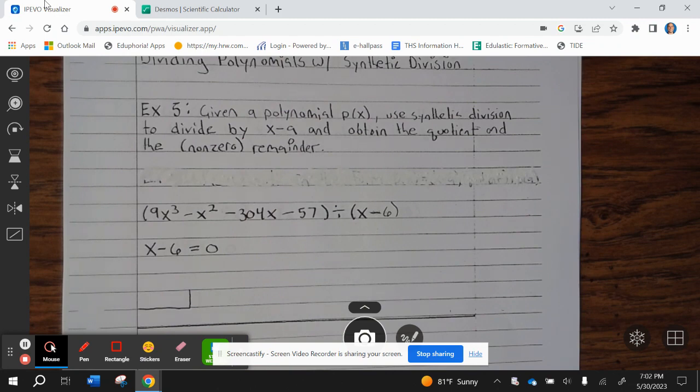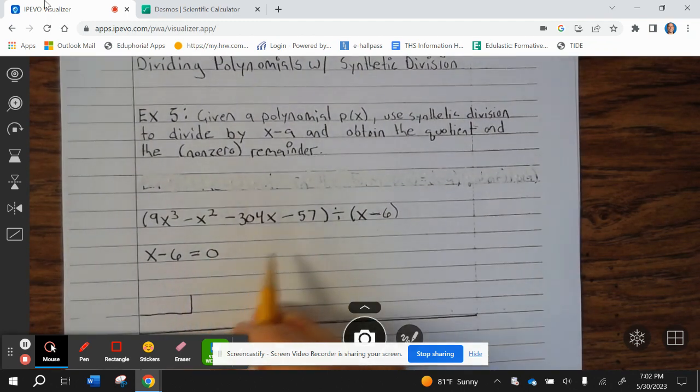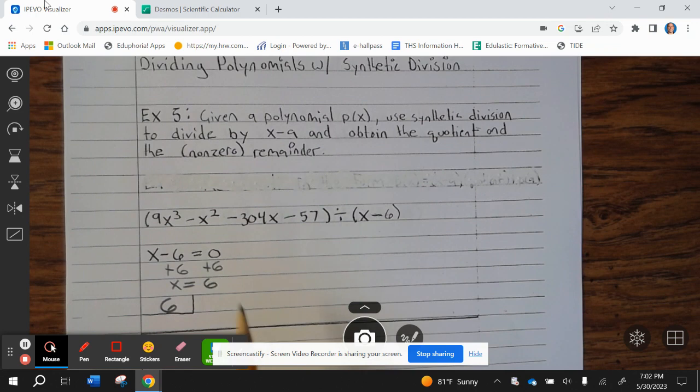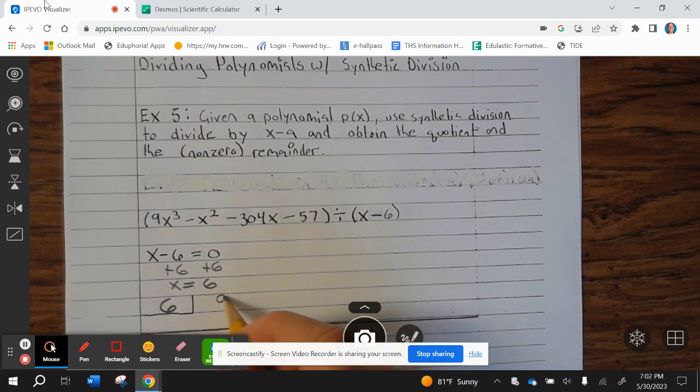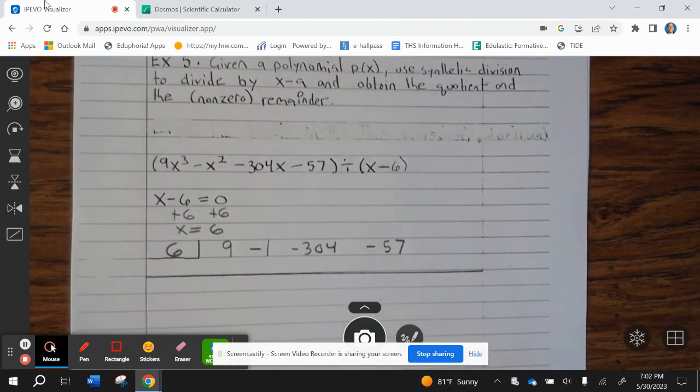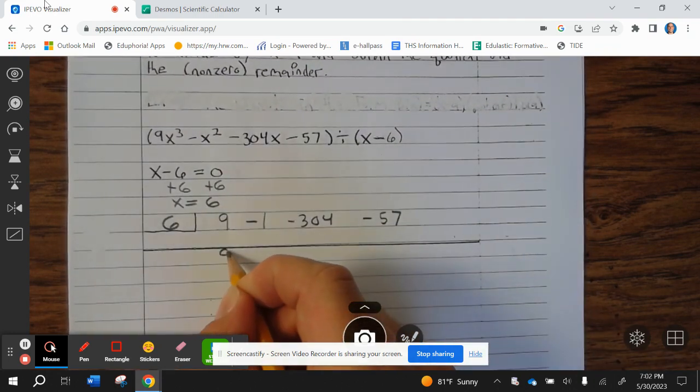All right. So first we need to solve for x. So we add 6 to both sides. So x equals 6. So that number goes right here. And then we have to make sure we have cubed, squared, x. We're good. These numbers come here. So 9, negative 1, negative 304, negative 57. So we bring down the 9.